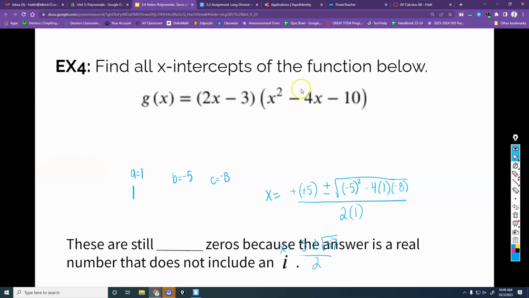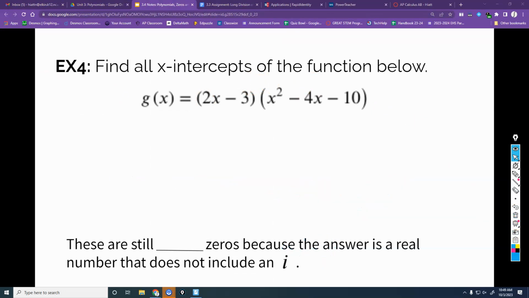Okay, let's look at where we'd have to use this. So, if I look at this, I'm supposed to find all the x-intercepts of the function below. So, the first one is not very difficult to find. I'm just doing 2x minus 3 equals 0. Add that 3. 2x equals 3. Divide by 2. X equals 3/2.